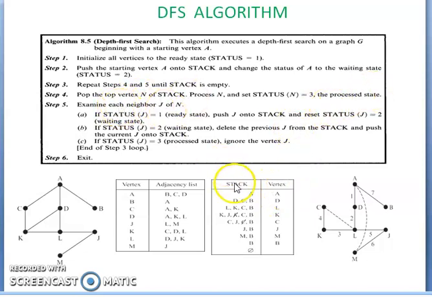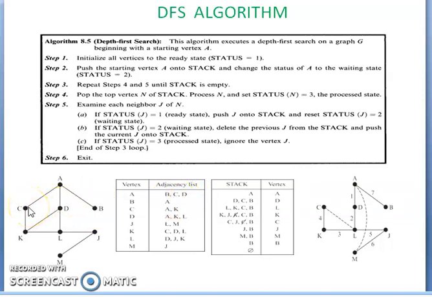Examine each neighbor. Now the stack has only one element, so you can pop it and identify the top vertex. Examine each neighbor j of n. What are the neighbors of this A? The neighbors of A are B, C, D. These are the neighbors, or adjacencies.